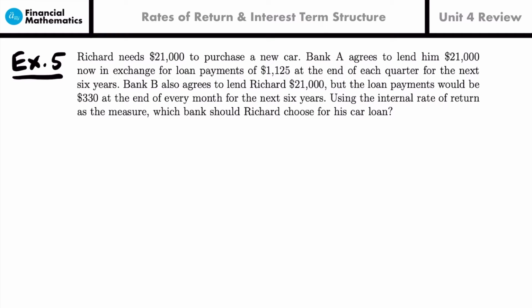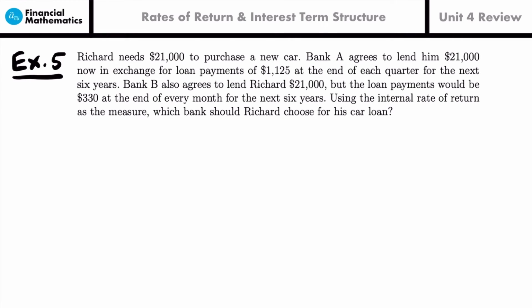For now, let's just focus on what our calculations are. Because what we're going to have to do here is determine which bank's loan has the more attractive internal rate of return for Richard, right? That's how Richard is going to make his decision, because we were told in the problem to use the internal rate of return as the measure. And again, we're going to talk about how exactly we'll do that once we calculate these internal rates of return. So let's talk about how we're going to do that.